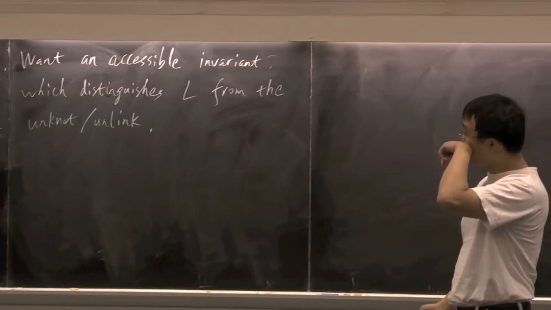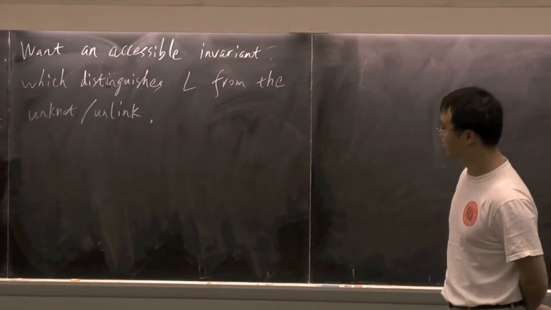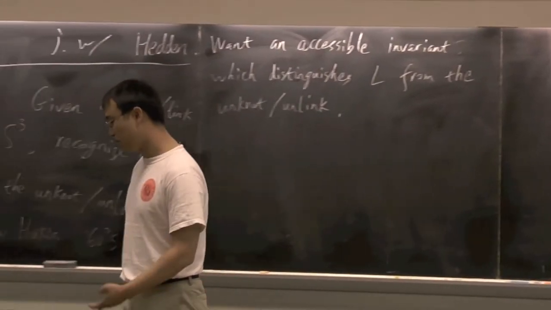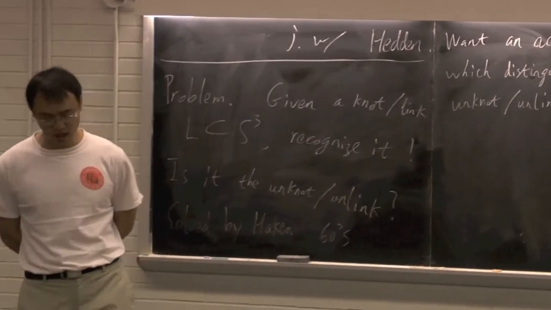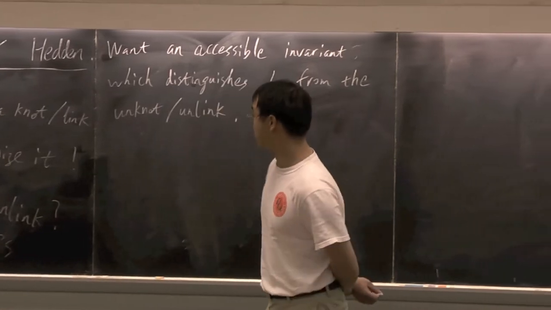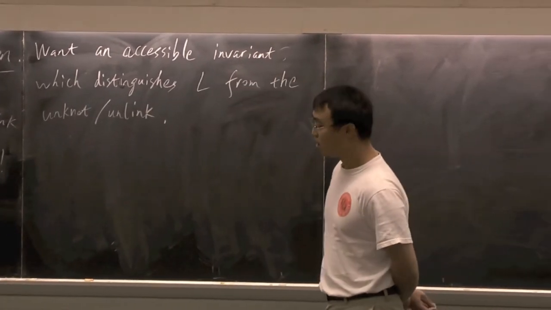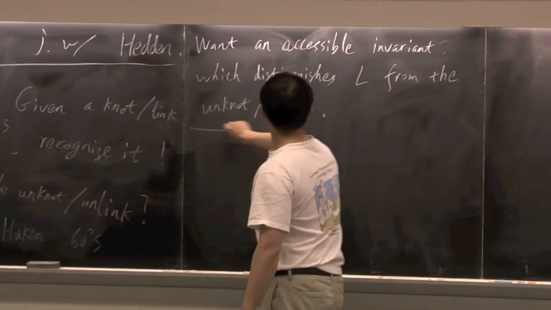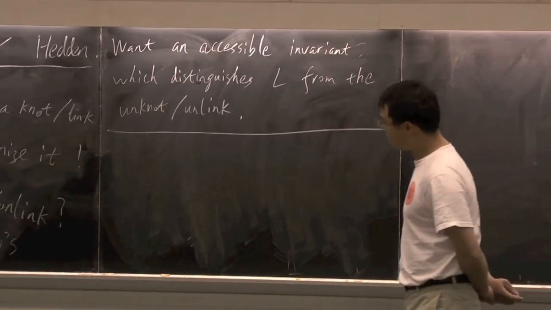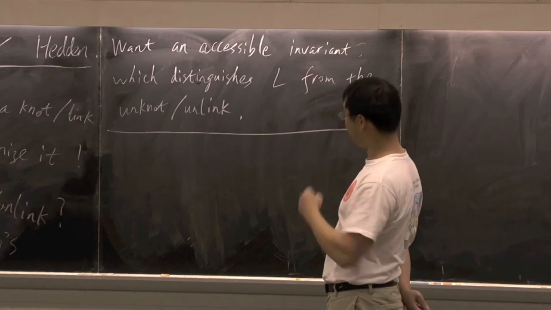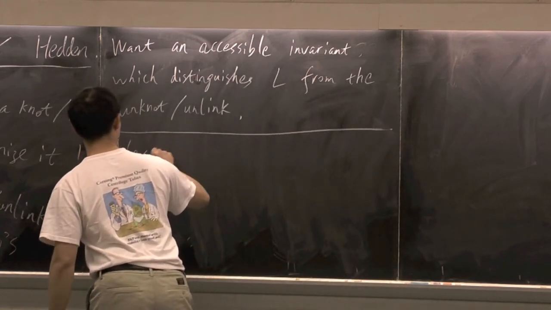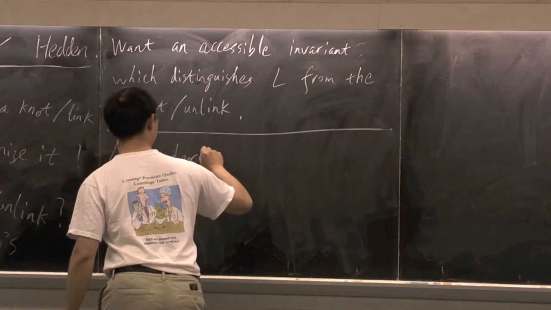For example, the fundamental group of the knot complement certainly tells you whether the knot is the unknot. However, it's not practical to work with fundamental groups. Maybe the most famous invariant for knots is the Alexander polynomial. So let's briefly recall the Alexander polynomial.